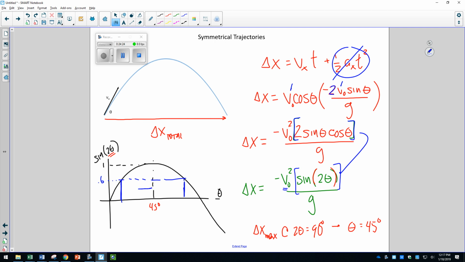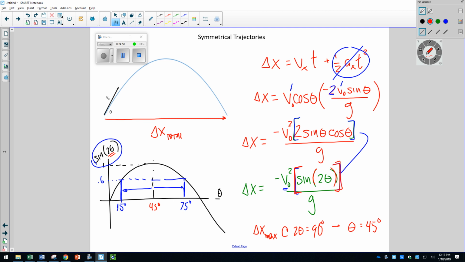And this angle is a certain number of degrees away from 45, and that's the same number of degrees away from 45. Maybe this is, I don't know, 15 degrees, 30 degrees away, and this is 75 degrees, also 30 degrees away. Those 2 angles have the same value of sine 2 theta, the same value that goes in here.